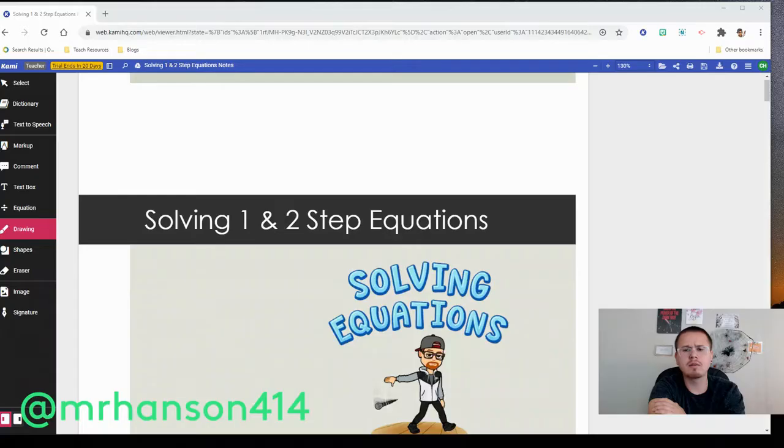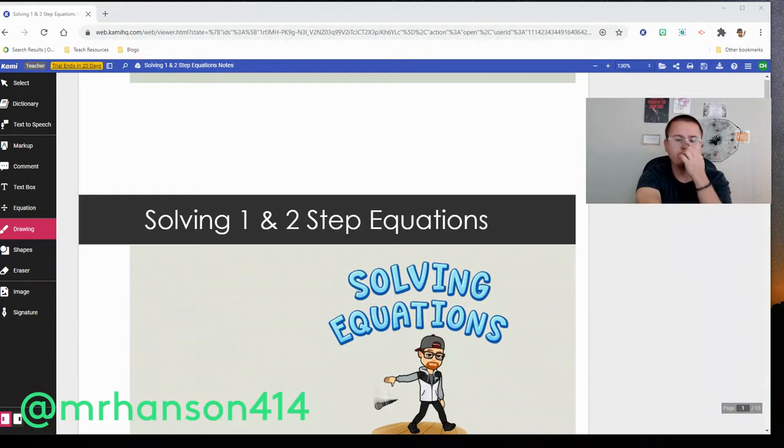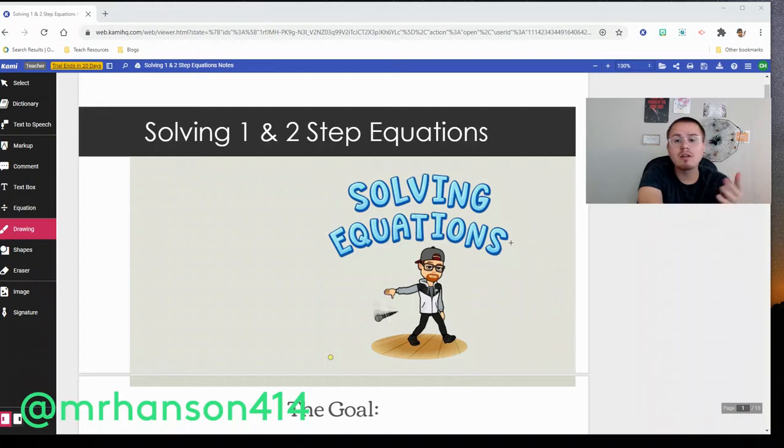We started equations in class. I think it was going pretty well, and I'm excited because I think that it'll continue to go well. So we're going to solve some equations, 1 and 2 step.